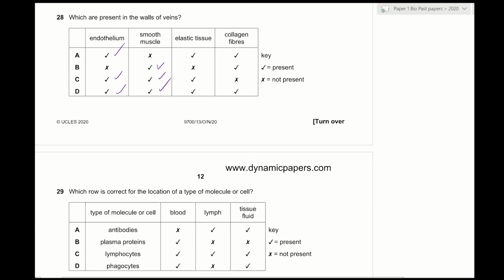Elastic tissue. As we all know, elastic tissue stretches and recoils in order to control the blood pressure in the veins, and both arteries and veins have elastic tissue. Collagen fibers. All blood vessels do have collagen fibers for support. Therefore, the correct answer in this case is going to be D.